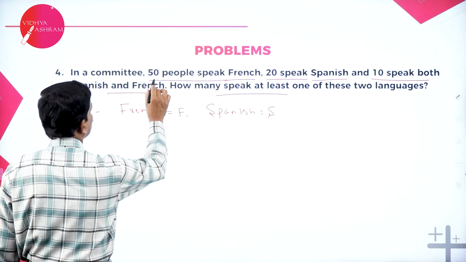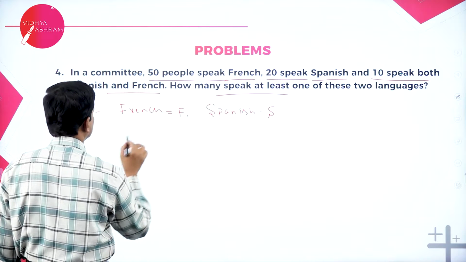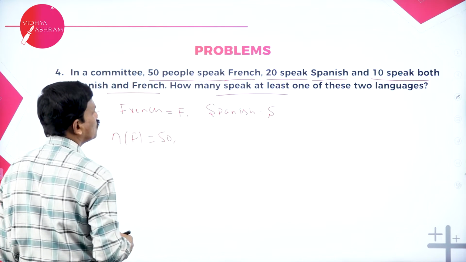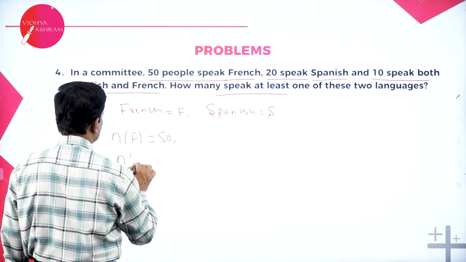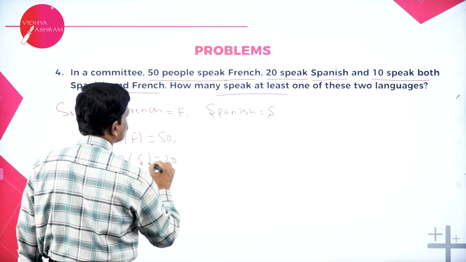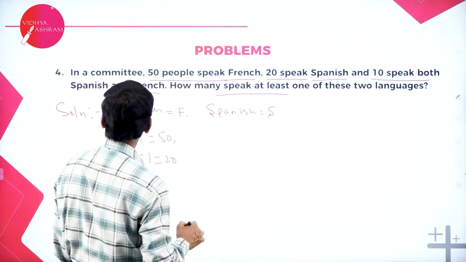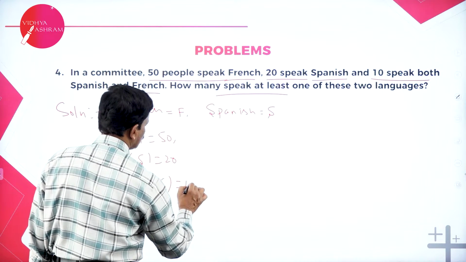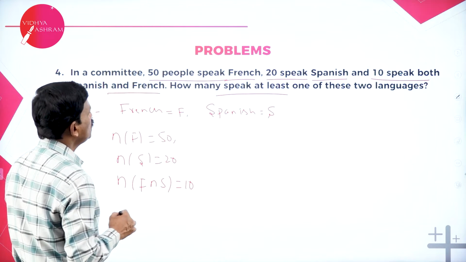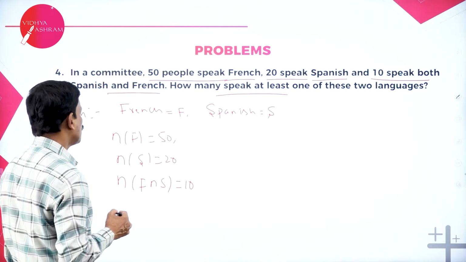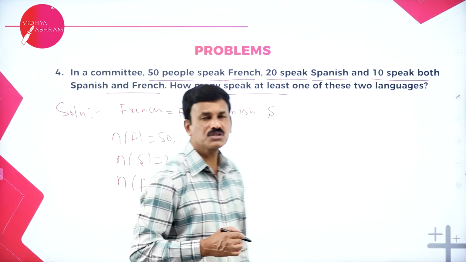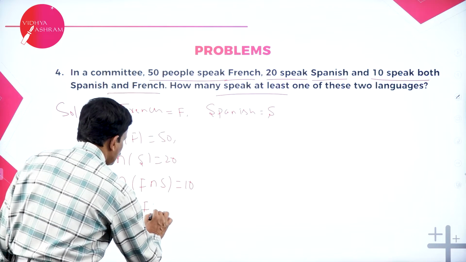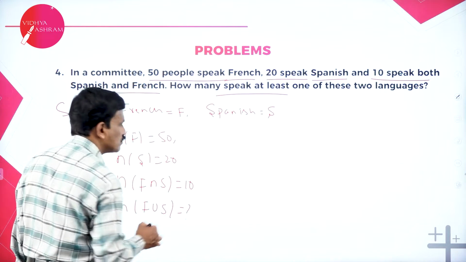What is given? In a committee, 50 people speak French, n(F) = 50. 20 speak Spanish, n(S) = 20. And 10 speak both, n(F ∩ S) = 10. How many speak at least one of these two languages? That is to be determined. So what is required to find is n(F ∪ S). This is to be determined.